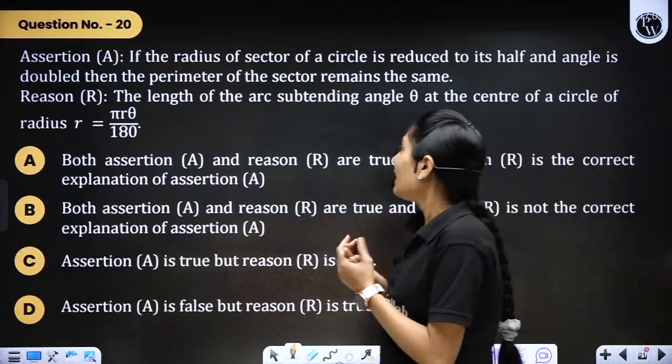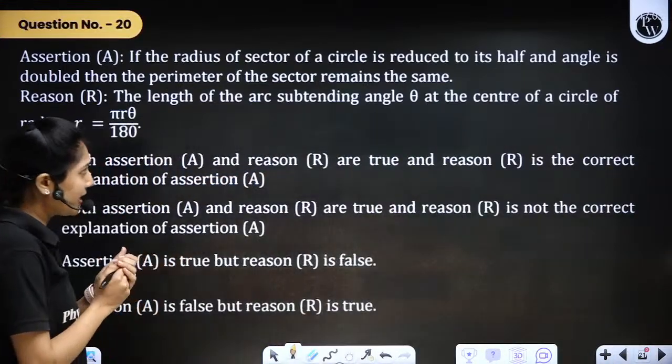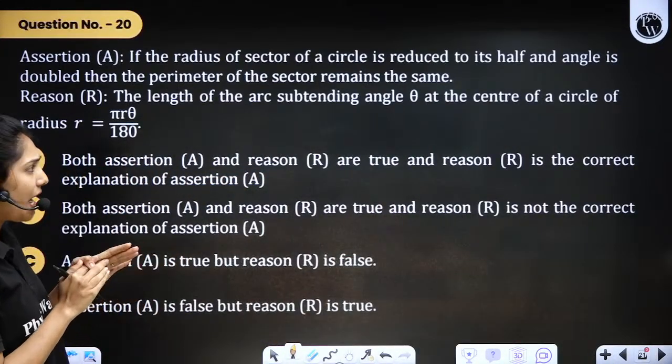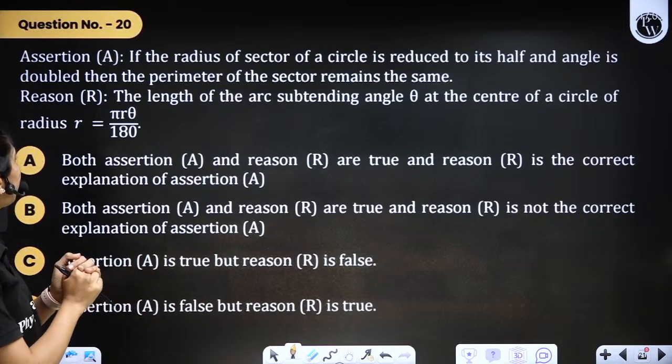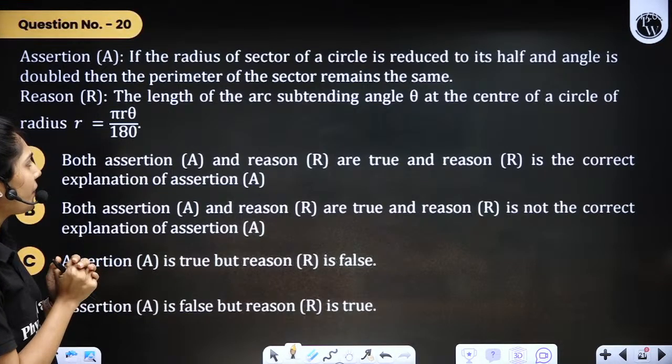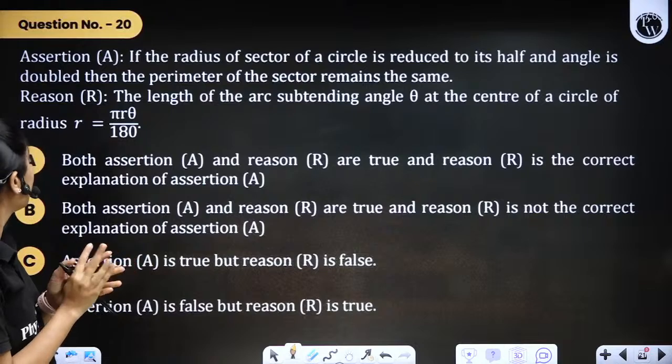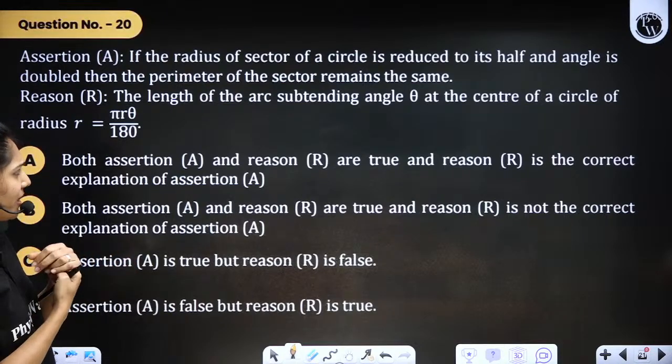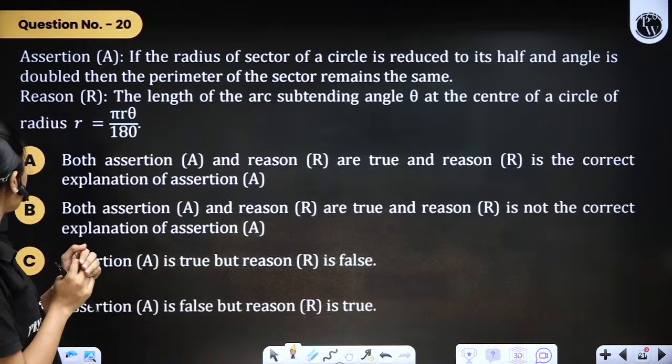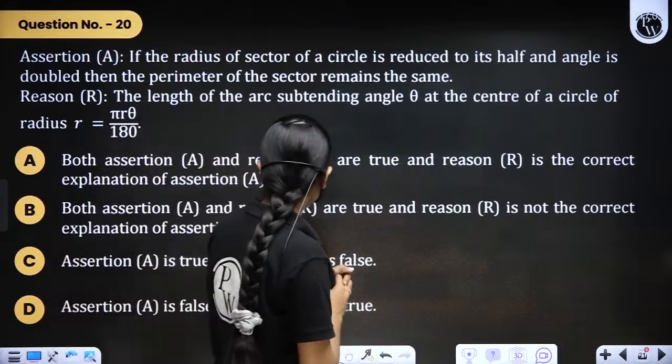Next one is, if the radius of a sector of a circle is reduced to its half and the angle is doubled, then the perimeter of the sector remains the same. The length of the arc subtending angle theta at the center of a circle of radius r is pi r theta by 180.